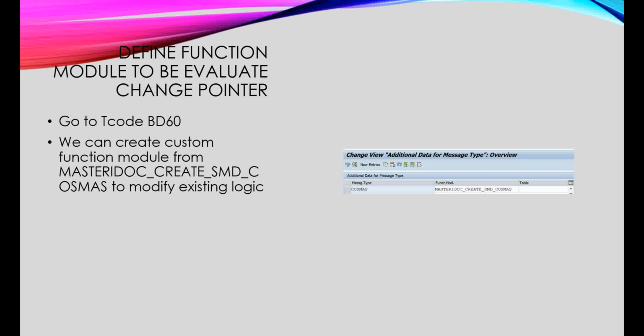Here we can find the function module related to that message type to create the outbound IDoc. Here we can see the standard function module for the Cosmos message type. We can use the standard function module as it is. Suppose you want to add any custom logic, then you have to copy the standard function module to a custom function module, and there you can add your own logic. But here I am using the standard SAP function module, that is the system proposed one.